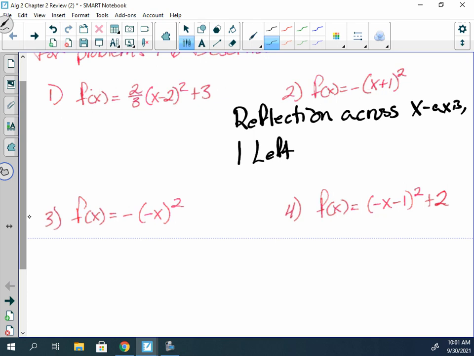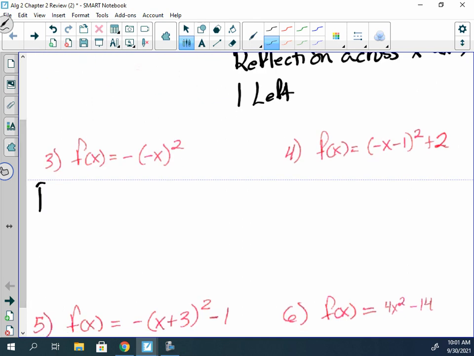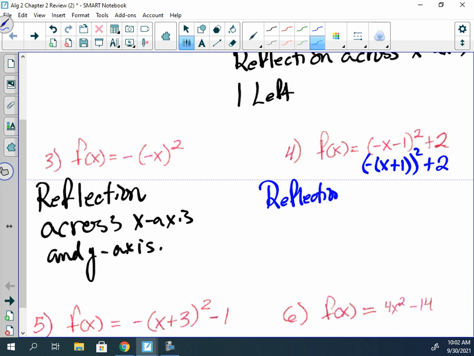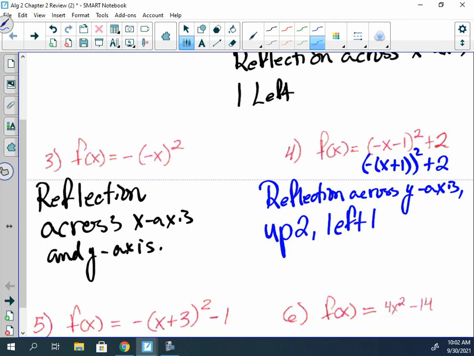Now if we look at number 3, we do have 2 negatives, a negative outside and a negative inside. So that means we do have a reflection across what? Number 4 would be technically a little bit tricky because it would be considered negative x plus 1 squared plus 2, because it would be a reflection across the y-axis, up 2 and left 1. I think because of the reflection across the y-axis, it really throws it off.